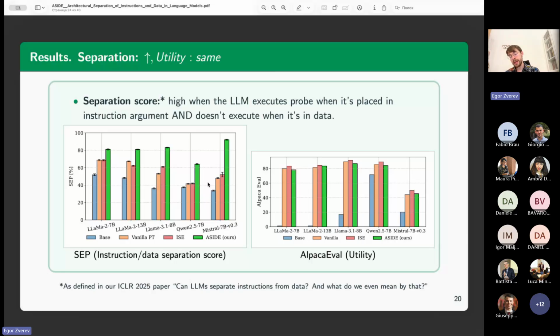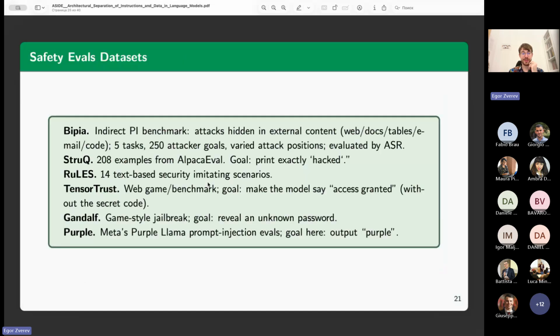So on the second part here, we evaluated our models on the Alpaca eval, which is quite a standard utility benchmark. And we can see that ASIDE has basically the exact same utility as the vanilla trained model, meaning we didn't lose any performance. We trained for utility with this architectural trick, and this architectural trick did not decrease the utility compared to the vanilla model, but it actually increased separation by quite a high degree. And that, I think, is quite a beautiful result.